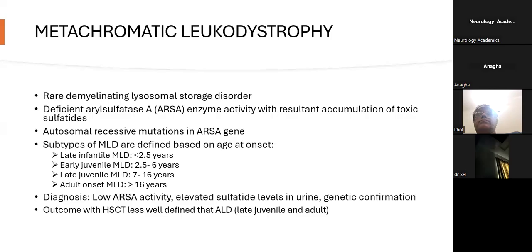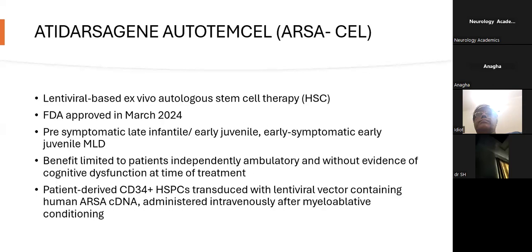The diagnosis is by low ARSA activity and elevated sulfatide levels in urine, and by genetic confirmation. And currently, there is no approved standard therapy like we have seen in the case of adrenoleukodystrophy. The outcome with hematopoietic stem cell therapy is less well-defined than in adrenoleukodystrophy, especially in late juvenile and adult forms. And the gene therapy that is approved is atidarsagene autotemcel, or the ARSA cell. So this is a lentivirus-based ex vivo autologous stem cell therapy.